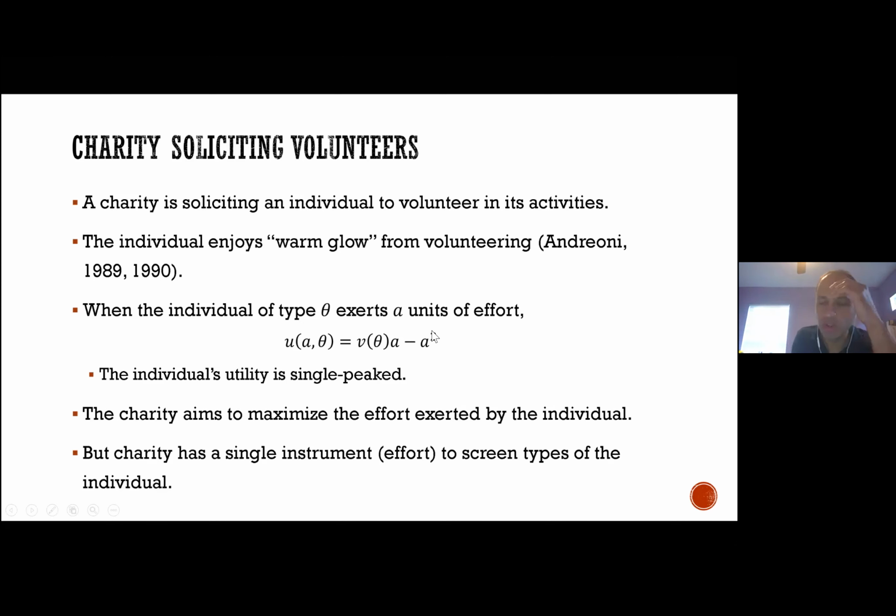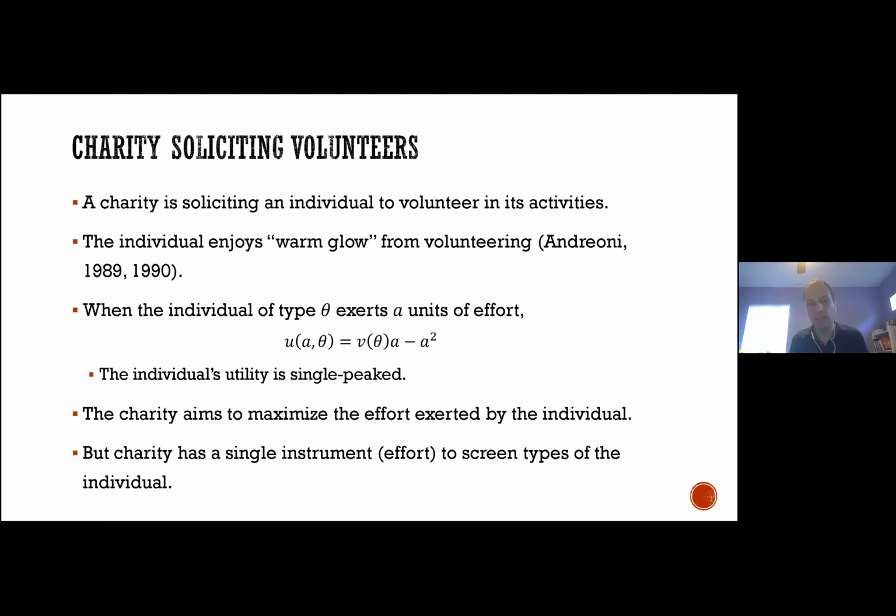The model is basically by Andreoni in 1989 and 1990. So when an individual of type theta is going to exert some A units of effort, the utility of this individual is going to be made out of benefit and cost. So A squared over here is the cost of exerting A units of effort for charity. And V(theta) multiplied by A is the aggregate benefit of exerting A units of effort when your type happens to be theta, okay? So you can think of V(theta) as the marginal benefit of effort, right? When you fix the type, that's important, fix the type, and you draw the agent's utility over the space of actions, then again, this is obviously nice and single peaked over the space of actions, right?